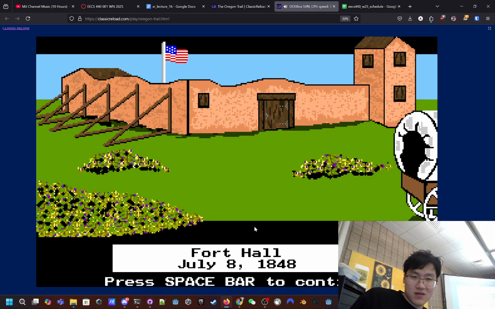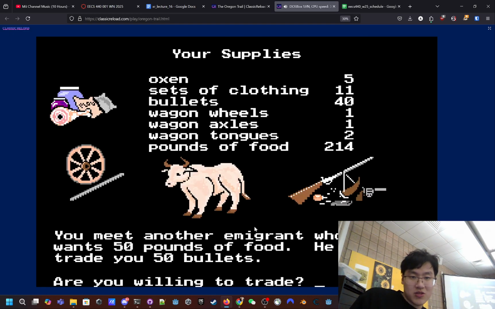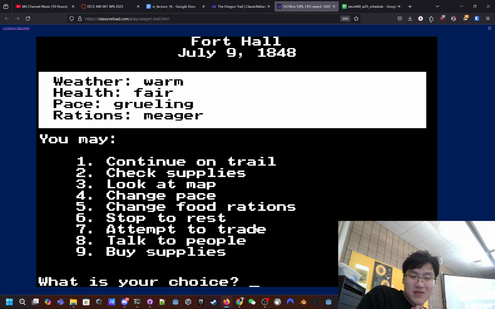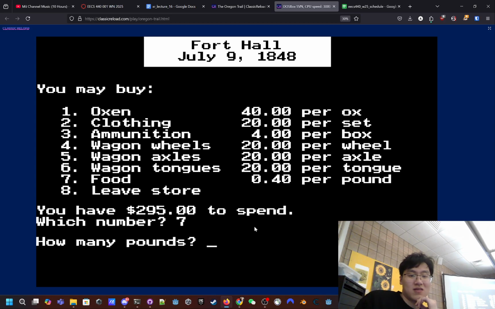Let's see. See trade options. They want food. I'm not giving them food. We have to. Okay, we can buy supplies. Okay, things are getting more expensive though. Oh yeah, the food is double the price now. But I think food is necessary. Maybe buy another 100, or how many? I don't know. Maybe we buy like 200. 200.